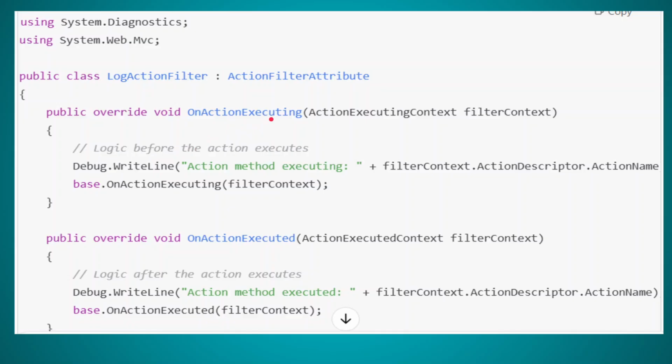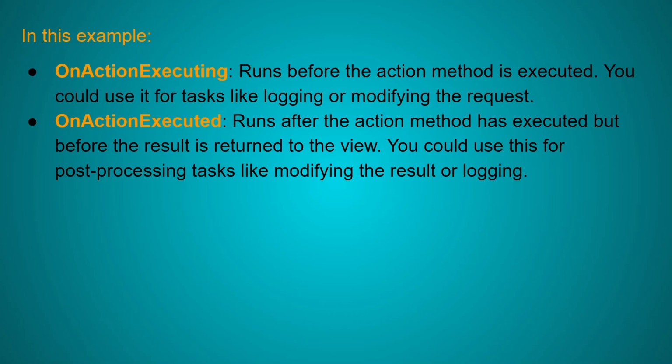In OnActionExecuting, we put the logic before the action is executed, using Debug.WriteLine. We can write whatever message we want, like action method executing, filterContext.ActionDescriptor.ActionName. So we can call that action name, and then base.OnActionExecuting with the filter context. And you can see in OnActionExecuted, here we can write Debug.WriteLine with our own message. This logic will execute after the action method executed, plus filterContext.ActionDescriptor.ActionName. So these two methods are very important in action filters: OnActionExecuting and OnActionExecuted.